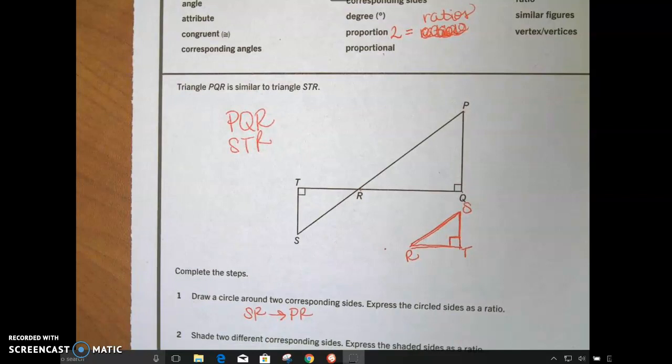Pay attention, because y'all are not grasping this as quickly as I thought you would. It's very simple.